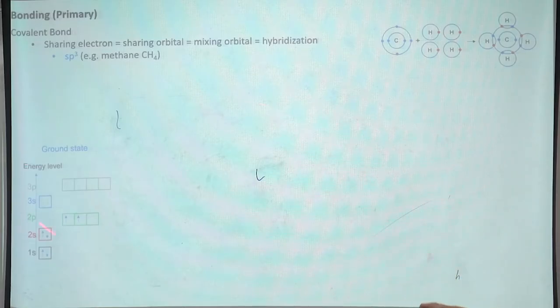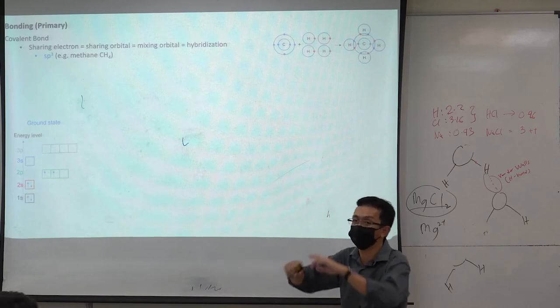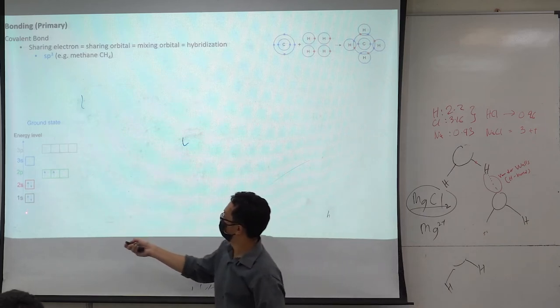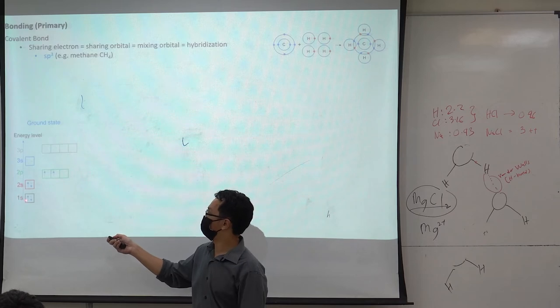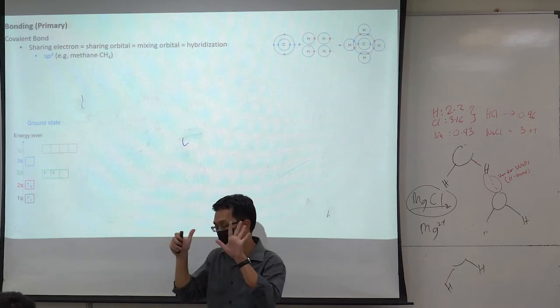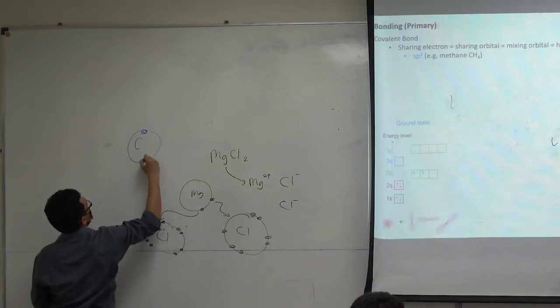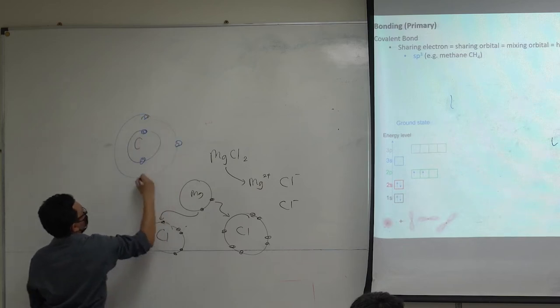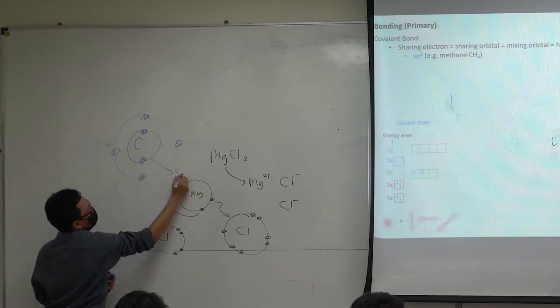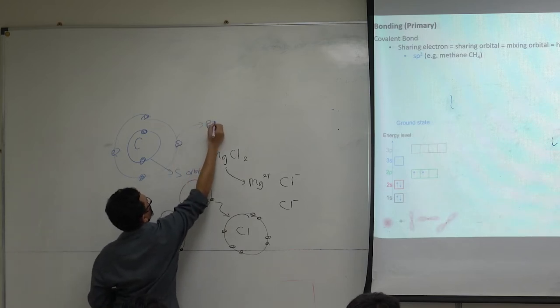This is for carbon. Ground state for the carbon. Carbon has 6 electrons. So this ground state is for the valence part. This is not for valence, this is for all the electrons. So carbon has 6 electrons: 2 inside and then 4 outside. The inside here is the s orbital, and the outside here is the sp orbital.